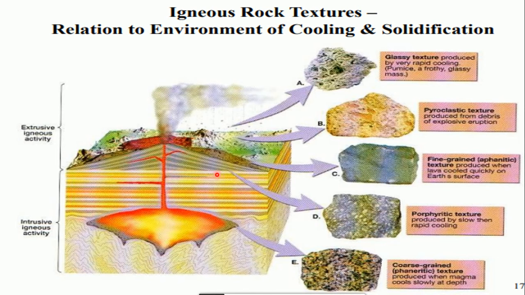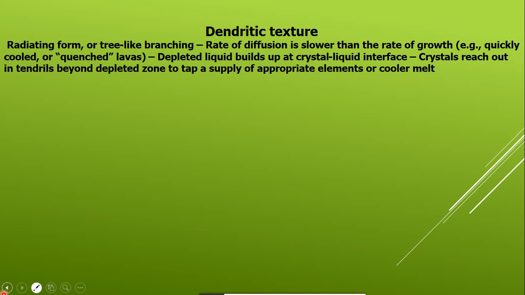Porphyritic texture forms at intermediate depth of the Earth's surface, produced by slow then rapid cooling, which produces large grains surrounded by small grains. And the coarse grain, that is the phaneritic texture, is produced when the magma cools slowly at the deeper part, that is the plutonic rock.